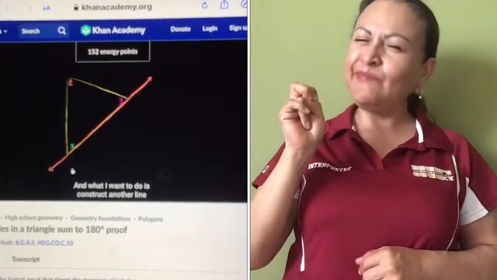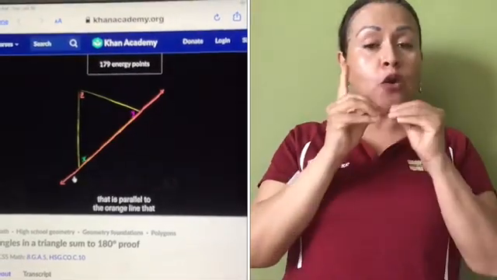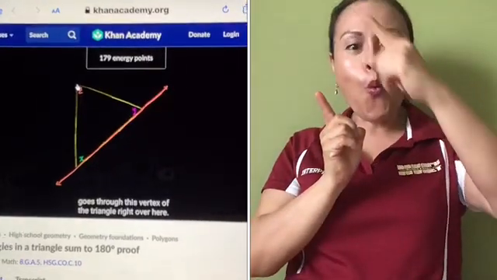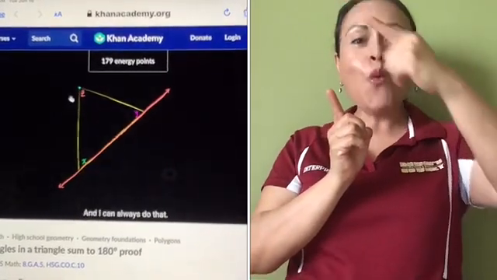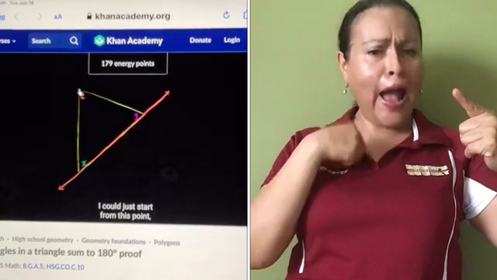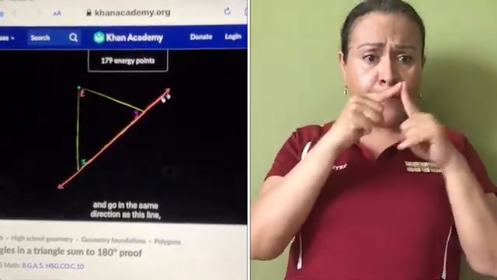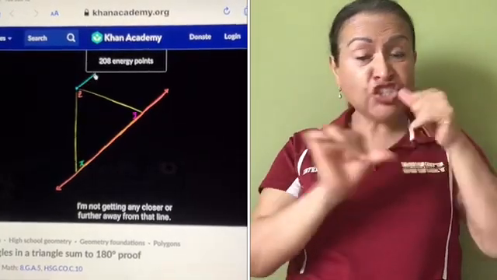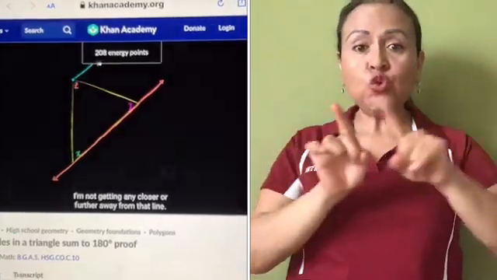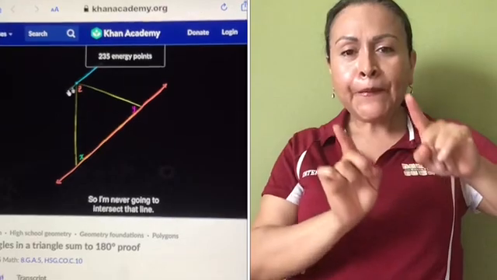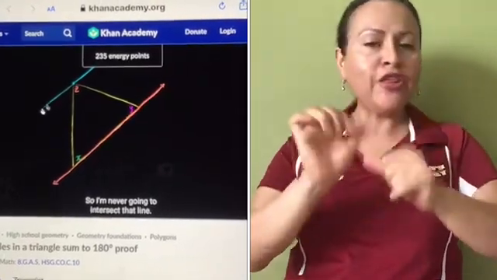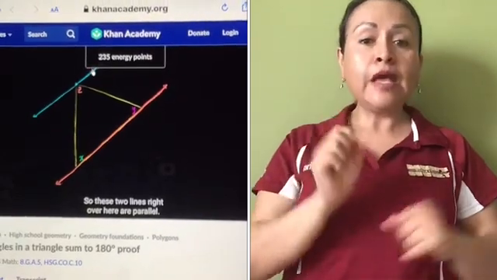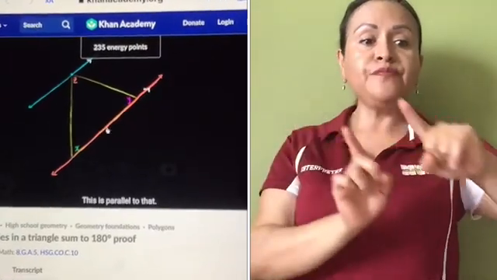And what I want to do is construct another line that is parallel to the orange line and goes through this vertex of the triangle right over here. And I can always do that. I can just start from this point and go in the same direction as this line, and I will never intersect. I'm not getting any closer or further away from that line. So these two lines right over here are parallel. This is parallel to that.